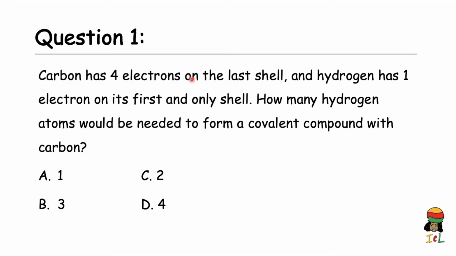Question 1. Carbon has 4 electrons on the last shell, and hydrogen has 1 electron on its first and only shell. How many hydrogen atoms would be needed to form a covalent compound with carbon? The answer is 4 hydrogens would be needed to form a compound with carbon.